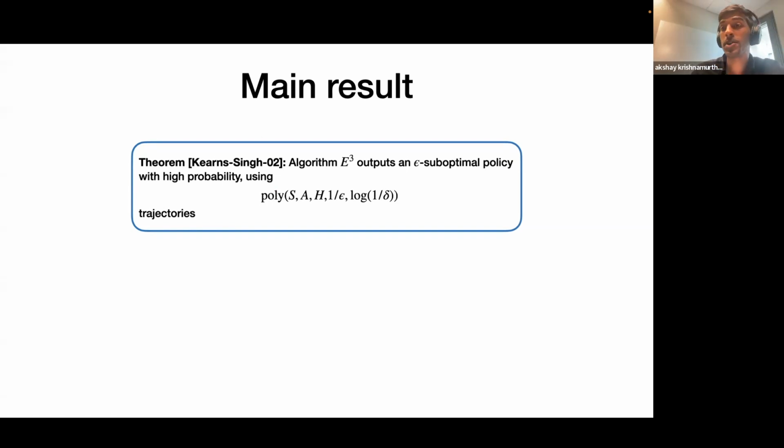And this is actually the first algorithm to do so. And you can see this result is like 20 years old. But I think even then it was viewed as a breakthrough. And now this is sort of the foundation for a bunch of more modern work.